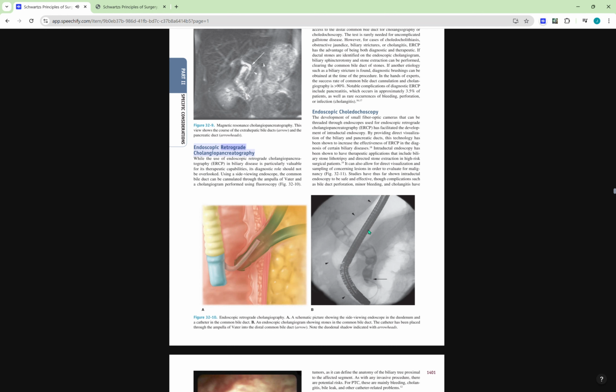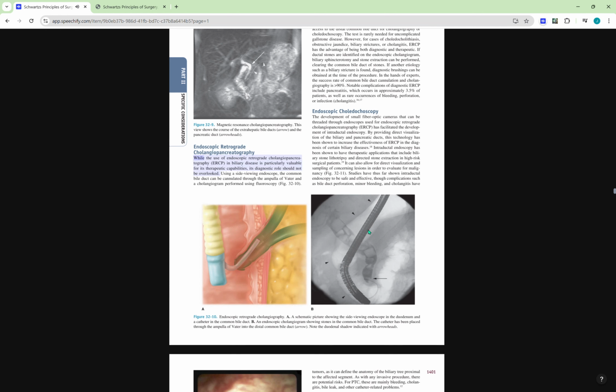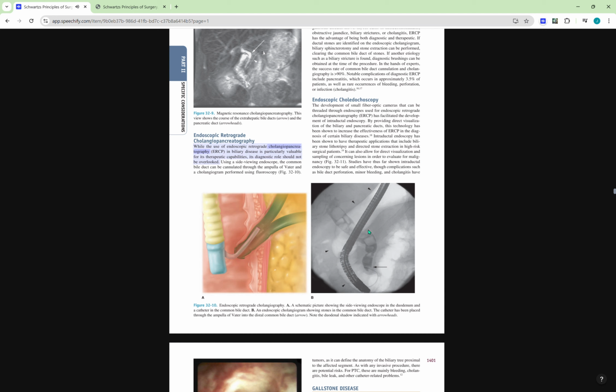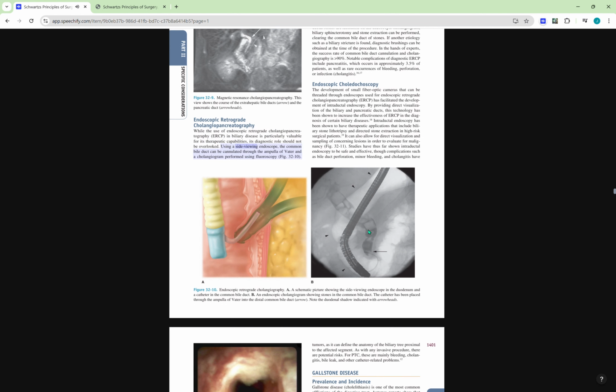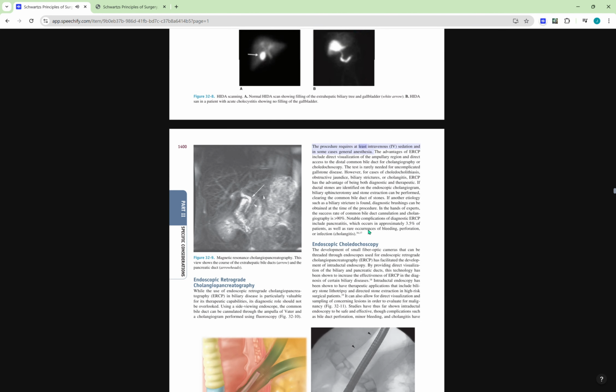Endoscopic retrograde cholangiopancreatography. While the use of endoscopic retrograde cholangiopancreatography in biliary disease is particularly valuable for its therapeutic capabilities, its diagnostic role should not be overlooked. Using a side-viewing endoscope, the common bile duct can be cannulated through the ampulla of Vater in a cholangiogram performed using fluoroscopy. The procedure requires at least intravenous sedation and in some cases general anesthesia.